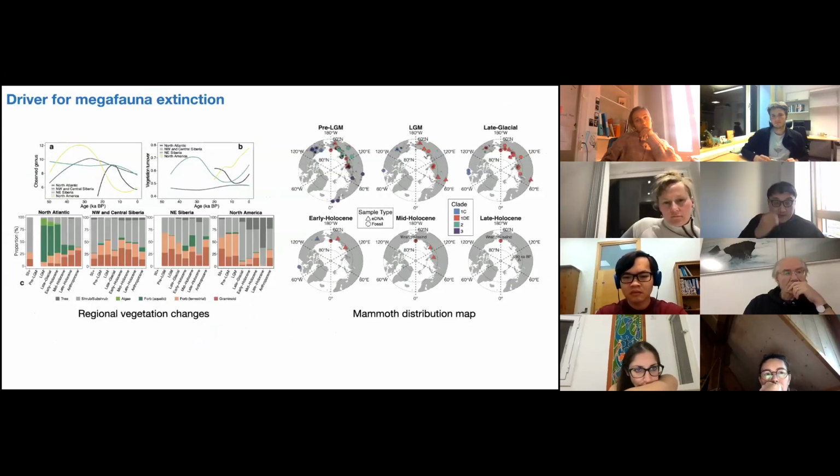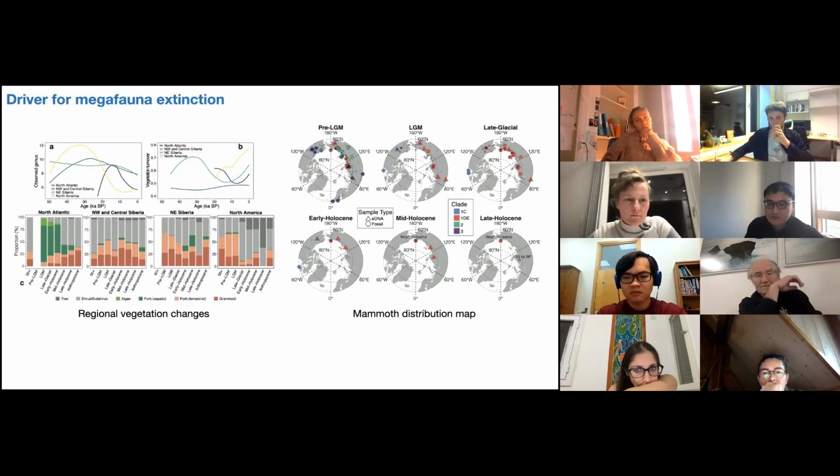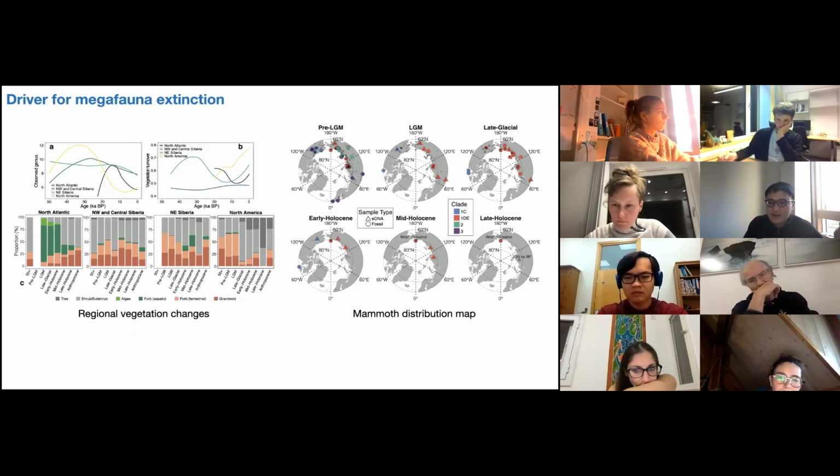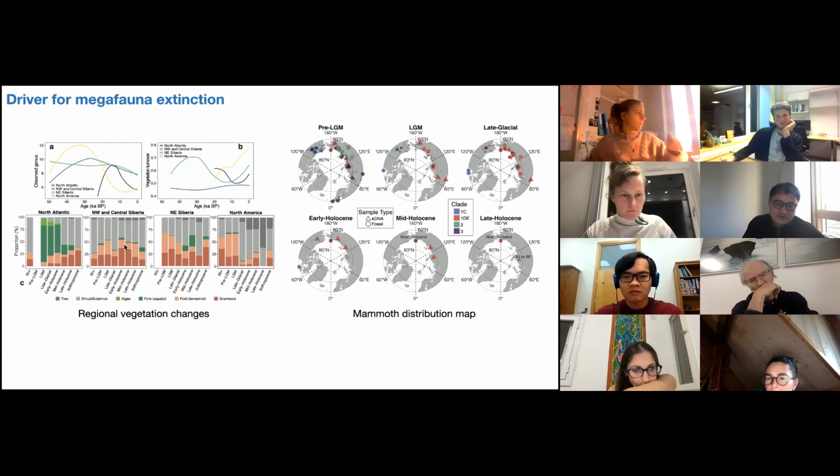So the driver for the megafauna extinction, I guess this is the most interesting topic for most people. If we put the mammoth distribution map along with the regional vegetation changes, what we found is that the survival of these megafaunas, in this case the mammoths, is very much related to the previously mentioned open steppe-tundra vegetation that dominated the Arctic during the Pleistocene. Where we have the late survivals, for example mammoths in Central Siberia until 4,000 years ago, the vegetation in this region also remained pretty much unchanged.